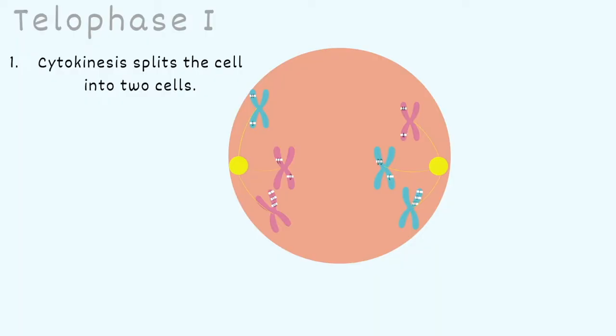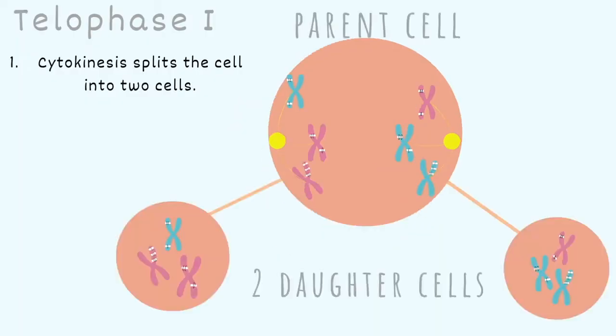Here, cytokinesis splits the cell into two cells. We started with one parent cell and ended with two genetically different haploid daughter cells. Haploid meaning the cell contains a half of the complete set of chromosomes. So if you need to look at the full set for reference, go back to metaphase 1 and anaphase 1 before cytokinesis happens.